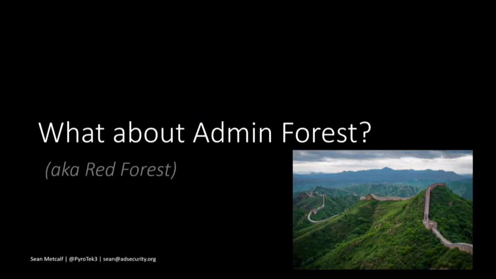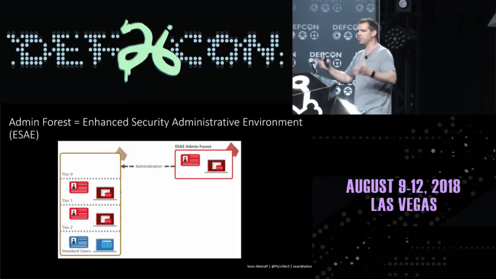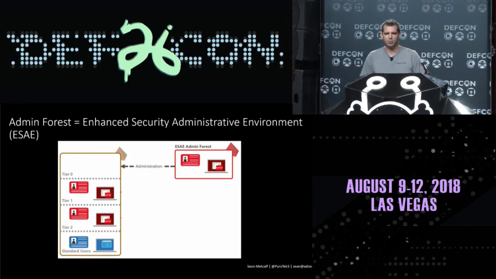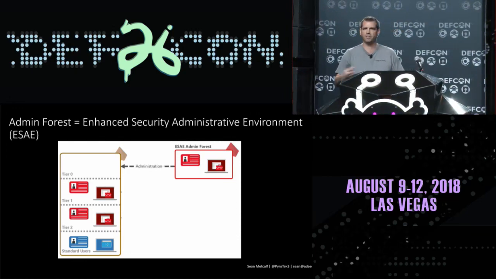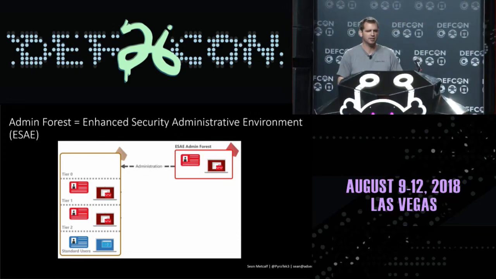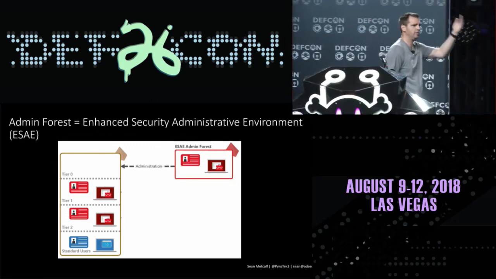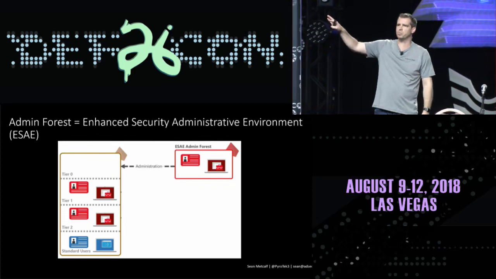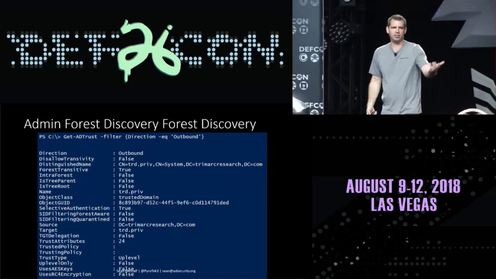So what about the admin forest or the red forest? What do we do with that? This is meant to be the most secure method of administering Active Directory and managing the system. Well, it's a high security configuration. It's isolated from the production network with firewalls and encrypted communication. It has a one-way trust where the production forest trusts this admin forest. And ideally, all of the admin groups in the production forest are emptied, except for the one group that's in this admin forest.